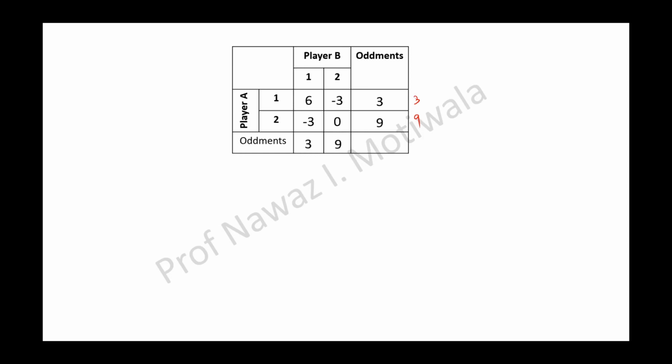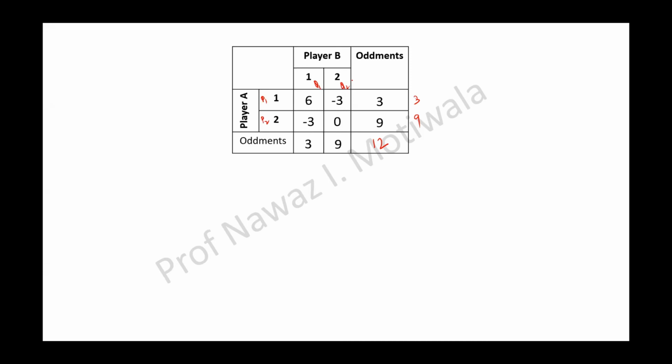And the total number of games. How many total games are played? 9 plus 3, it will be 12. So total number of games played is 12. So what can you say about probability? Let me write here P1, P2, Q1, Q2. Okay. So what can you tell me about the probability of P1?